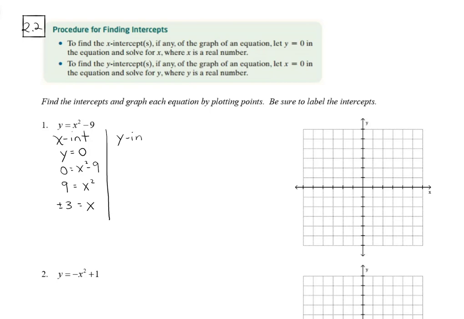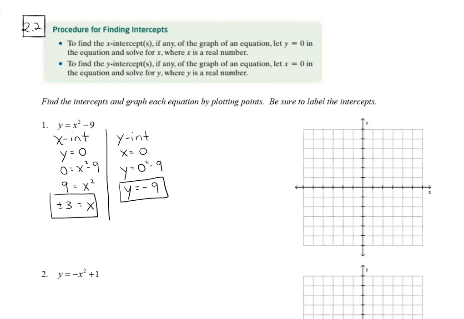To find our y-intercept, we're going to plug in x equals 0. So I'm going to get y is equal to 0 squared minus 9, which is just y is equal to negative 9. And so here we have two x-intercepts, one y-intercept.